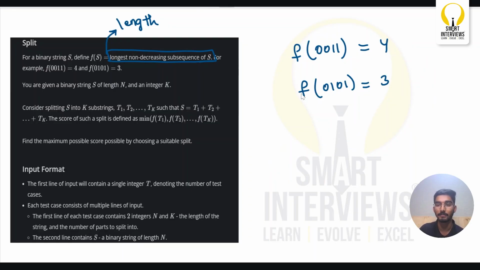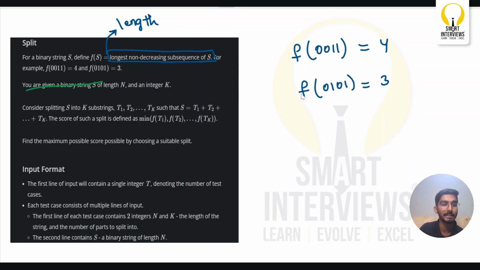Now let's look at the second test case, 0, 1, 0, 1. Here I can pick 0, 0 and 1, which is non-decreasing. 0 to 0 is non-decreasing, and again this is non-decreasing. But if I pick this, I cannot pick any of this, right? Yeah, we can also pick this. This is also non-decreasing. The length is 3 again. Okay, the length is 3.